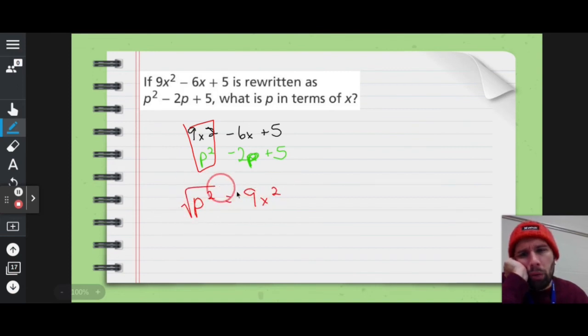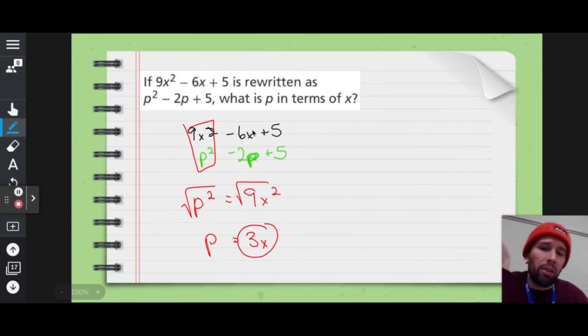Square root that to get p, and p is going to be the square root of 9, which is 3, and the square root of x squared, which is x. That makes sense because negative 2 times p, which is now 3x, is negative 6x. Kind of weird problem, but I did it. Easier than the last one.